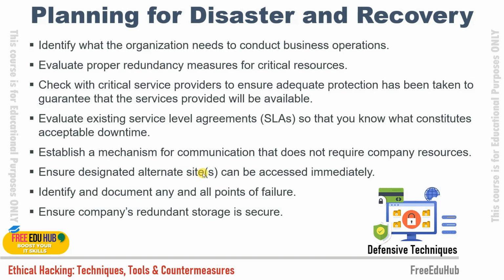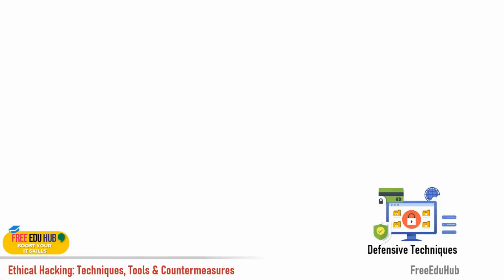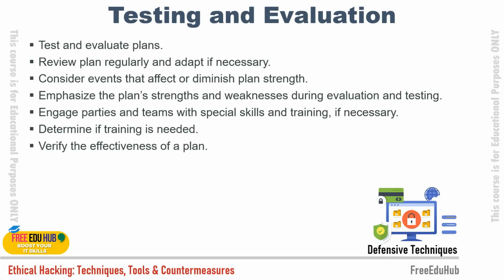Ensure designated alternate sites can be accessed immediately. If you have a hot site, cold site, or a warm site, check if it's available and how much time it would take to run your services from there. Identify and document any points of failure. It's not like you are hiding things by not writing them down, because it would affect you if something like that happens again. So each and every bit of information shall be noted down. Ensure that the company's redundant storage is secure, so that if the primary storage fails, you'll be able to get the data from the redundant storage and run the operations from there.